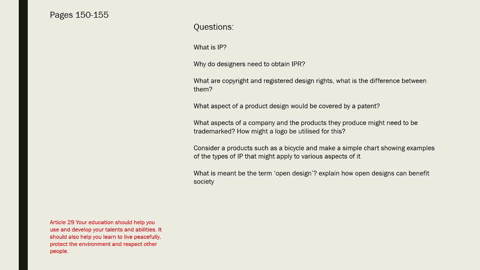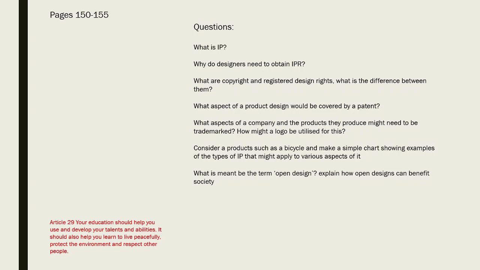What aspect of a company and the products they use might need trademarking? This would be the whole brand. That would be their brand name, their logo, their slogan, any particular colours that they have. Consider products such as a bicycle and make a simple chart showing examples of the type of IP that might apply to various aspects of it.